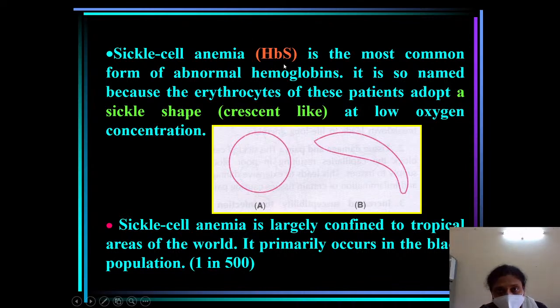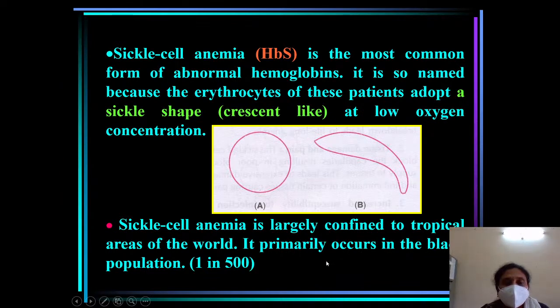HbS is an abnormal hemoglobin. Why is it called sickled hemoglobin? Because in these patients the RBCs appear crescent-like, whereas normal RBCs are round. Due to mutations, abnormal hemoglobin HbS has been synthesized. The shape of this HbS is sickle shape, hence it is named HbS, that is sickled hemoglobin.